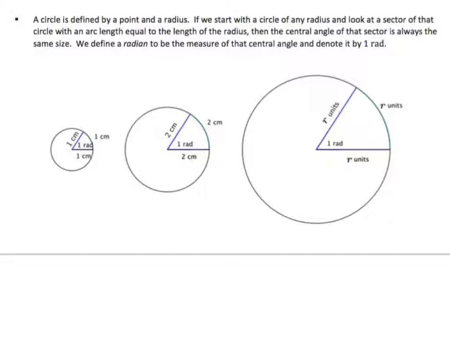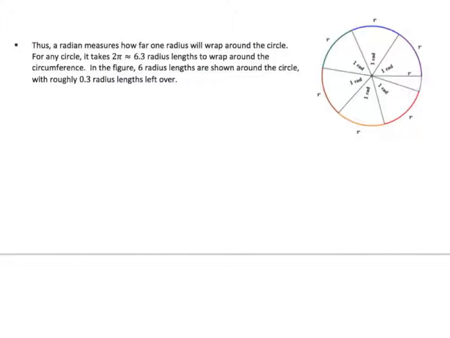So every time we look at this, let's go circle by circle. I have a radius of 1 centimeter, an arc length of 1 centimeter, so the angle measurement is 1 radian. If I have 2 centimeters for the radius and 2 centimeters for the arc length, my angle measurement is 1 radian. And again, I have a radius of our units and an arc length of our units. My angle measurement is 1 radian. So, a radian measures how far 1 radius will wrap around the circle.